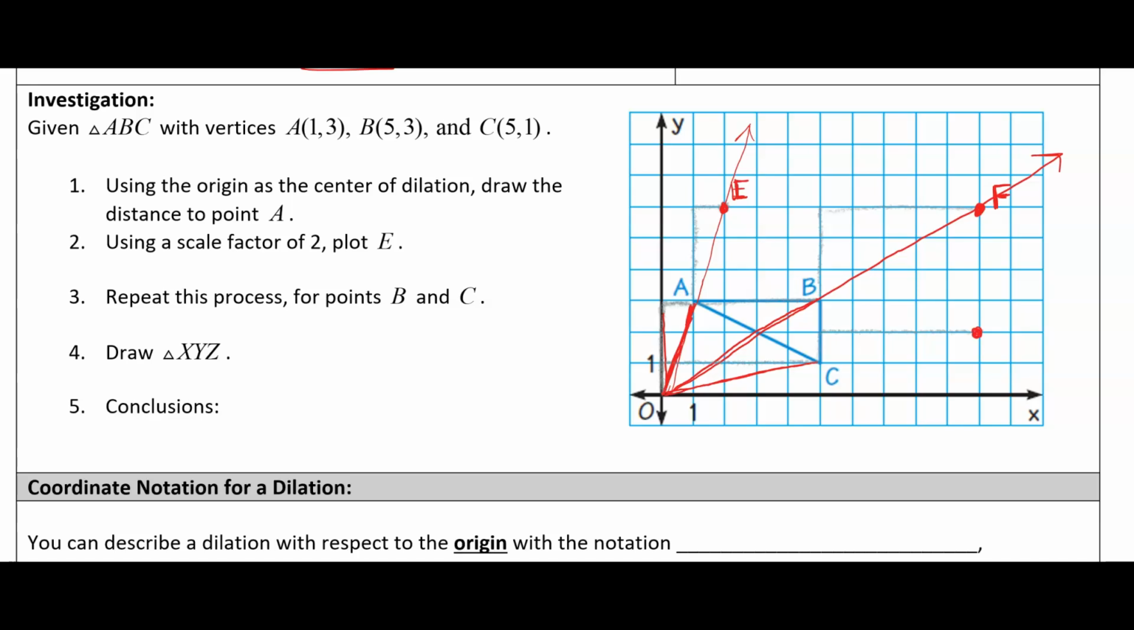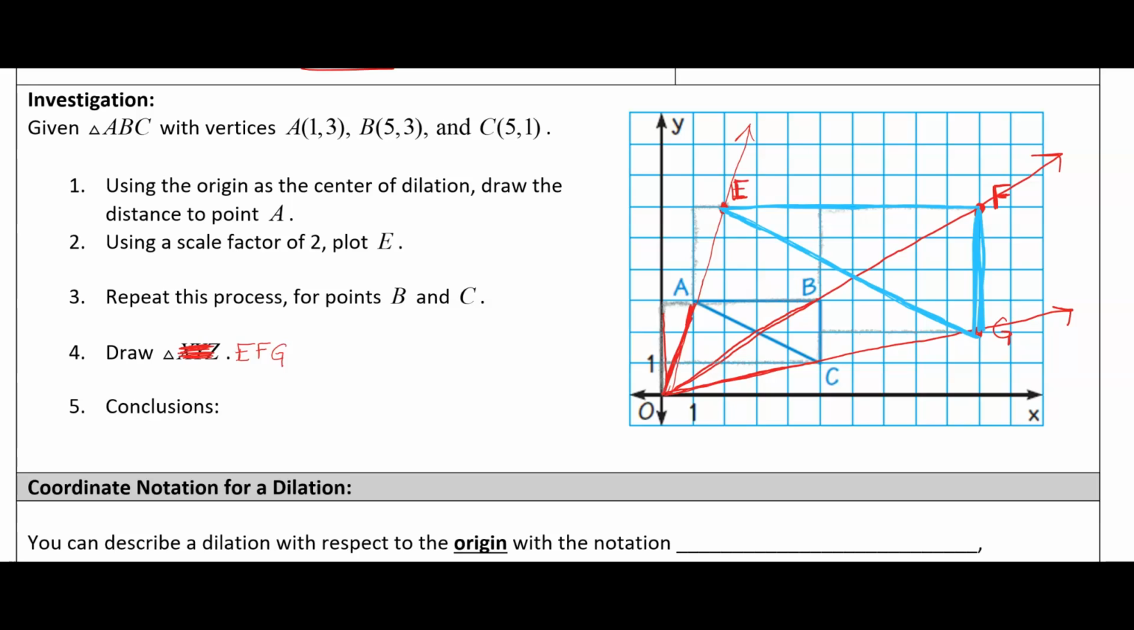And we'll call this E, F, G. Now, if I extend this line again, this is being dilated from the origin. So from here, it says draw XYZ, which is actually supposed to be draw E, F, G. So we're going to draw this new E to F, F to G, and E to G. So we're going to draw that in there. Now, that is our new figure.